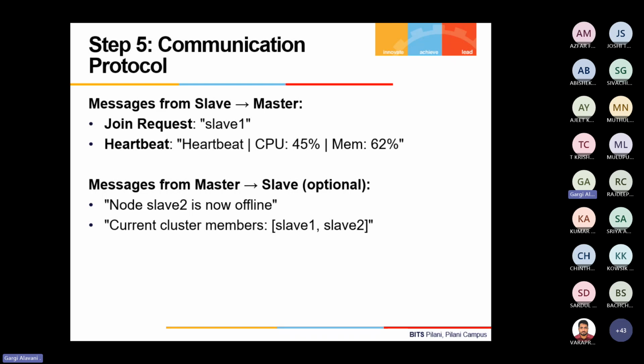So what should be the communication between the two? The slave should send the master a join request saying I'm slave 1, and it should send the heartbeat. In a heartbeat it has to send CPU and memory information. You can have some optional messages from master to the slave, for example that a slave is offline or dead, or what the current cluster members are. The master can keep printing those.